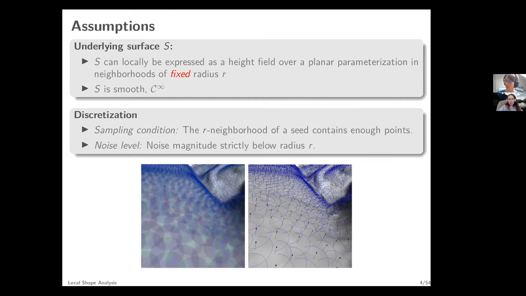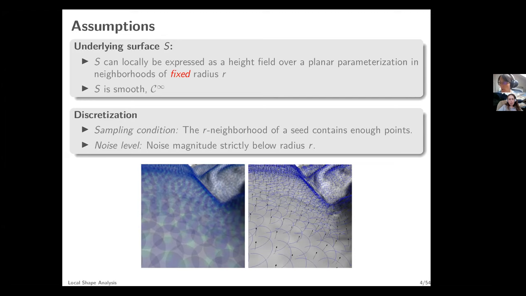So I'll make a few assumptions first. We'll assume that we have some sampling of an underlying mathematical surface S, and that S can be locally expressed as a height field over a planar parameterization in neighborhoods of fixed radius R. If I remove the fixed radius condition, then you just have a mathematical definition of a surface, but the fact that R is fixed constrains the surface. We'll also assume that S is smooth, infinitely smooth, just to be able to compute any derivative we might want.